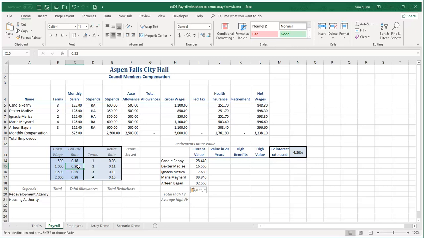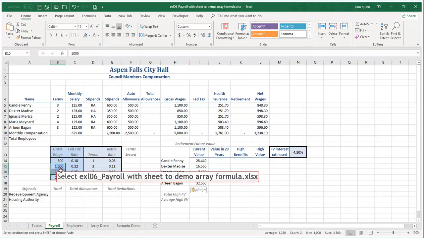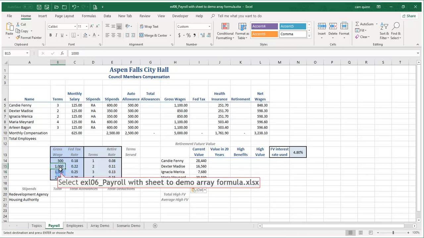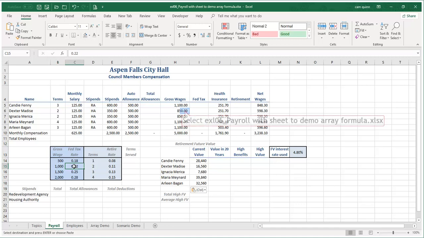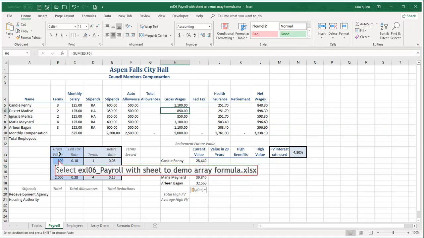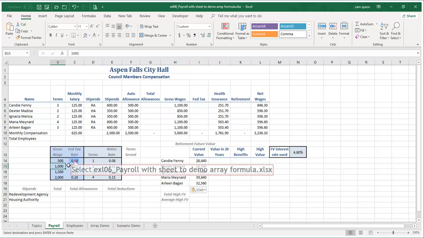So this is an approximate search because I'm looking up a range of values. I'm looking up between $1,000 and $1,500. So I'm going to have an approximate search because as long as it's greater than 1,000 and less than 1,500, my tax rate is going to be here. If I look at the second number, 850, that's bigger than 500 but less than 1,000, so its tax rate is going to be 18%.